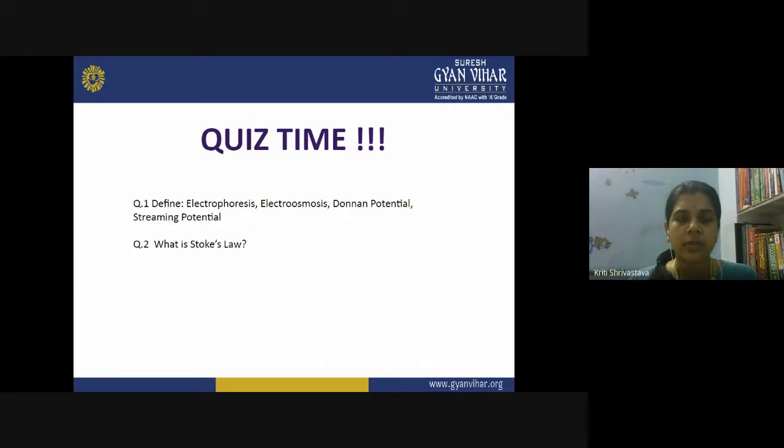Now, I would like you to solve these two questions. The first question is you need to define the processes of electrophoresis, electroosmosis, Donnan potential, and streaming potential. You need to define these four properties. So write down the definitions, and I would suggest writing all the definitions by yourself. First go through the material and understand the concept, then try to define these concepts by yourself, and then match your definition with the definition that is already present in the literature.